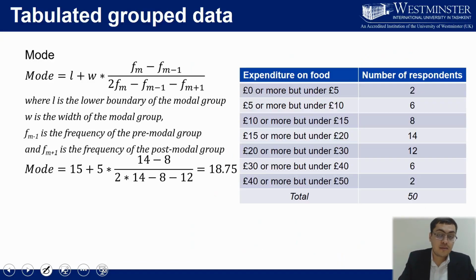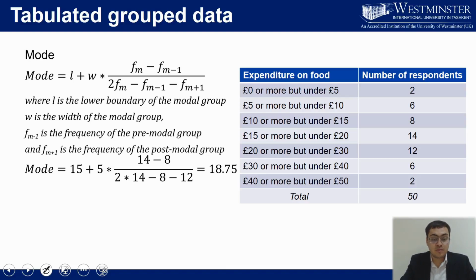Now let's talk about finding the mode of a tabulated grouped data structure. The formula for the mode is also a bit unwieldy. As you can see, it's rather large, but it still has the same principles as finding the median of a tabulated grouped data structure.